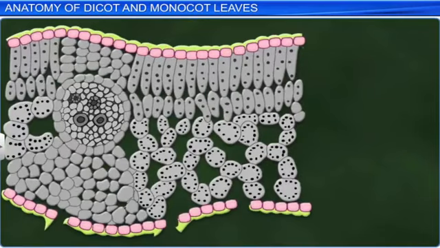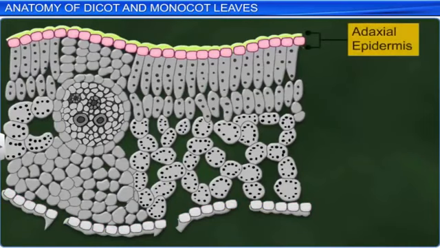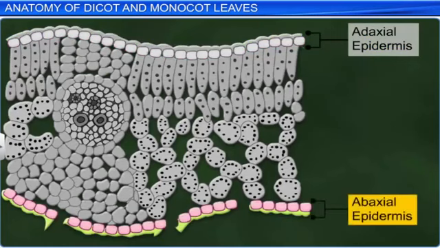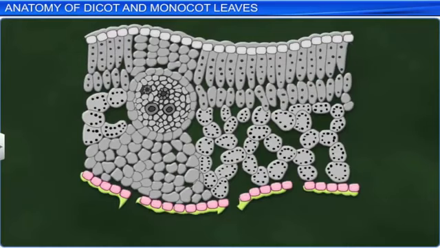The epidermis covering the upper surface of the leaf is called the adaxial epidermis, while that covering the lower surface is called the abaxial epidermis. Typically, the abaxial epidermis has more stomata compared to the adaxial epidermis, which sometimes may not have any stomata at all.